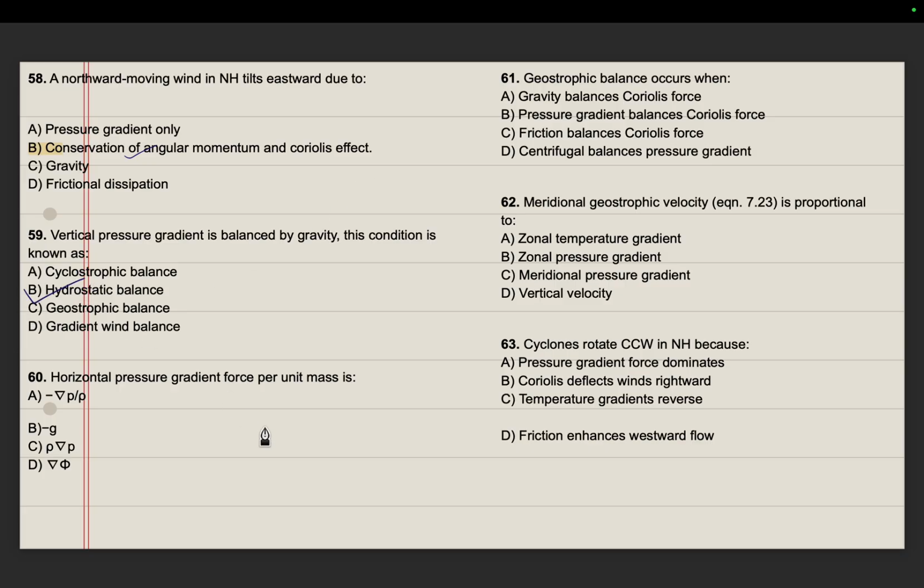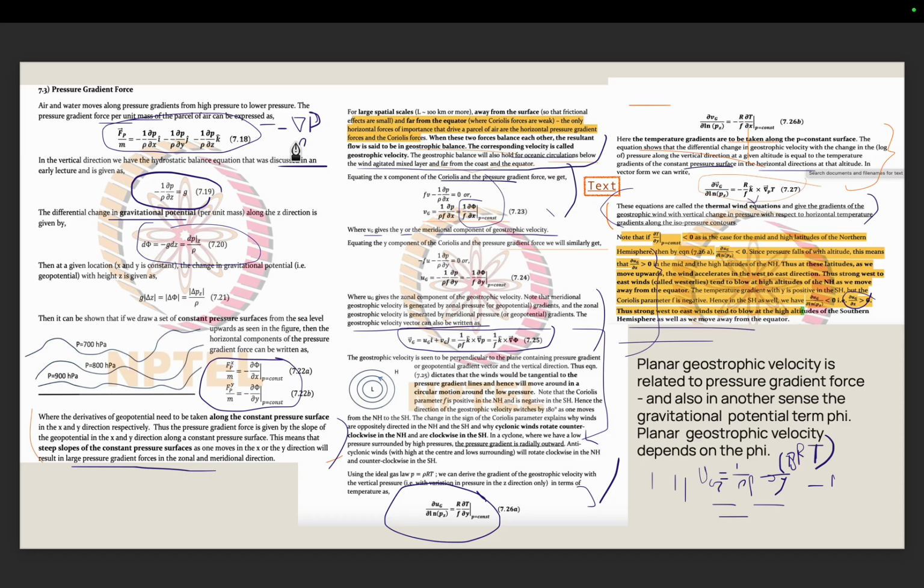The horizontal pressure gradient force per unit mass is what? Minus grad P by rho, minus g, plus grad P by rho, or grad phi. Option A is correct. Minus grad P by rho is the horizontal pressure gradient force per unit mass.